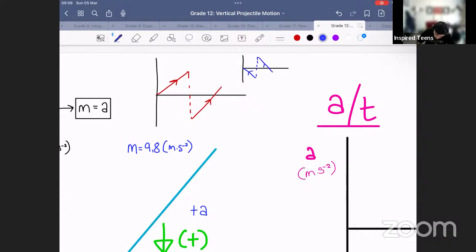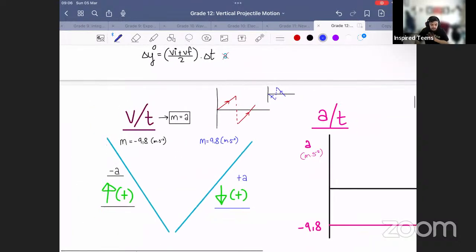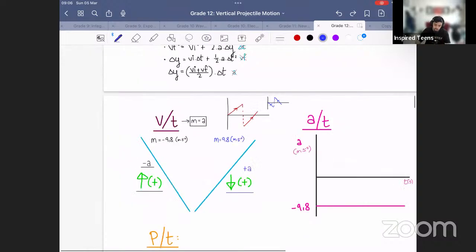All of them have to be parallel to one another. They all should have the same gradient. Remember, because gradient in this section is constant. What is gradient? Acceleration. Acceleration in this section is constant. Right? Acceleration is 9,8 downwards. 9,8 meters per second to the negative 2.